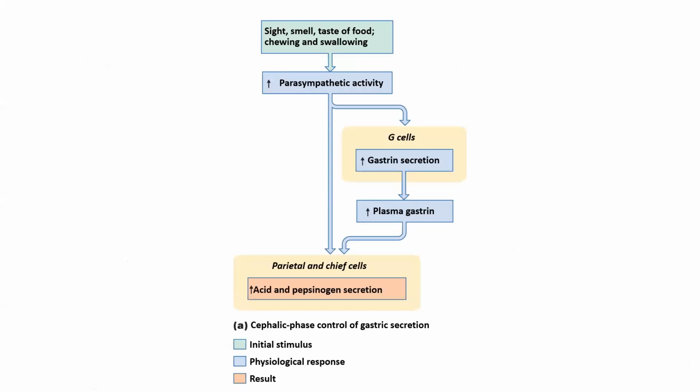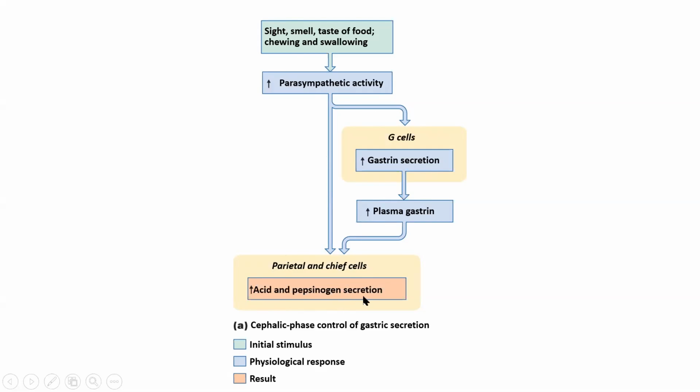So here's a little pathway or a little flow chart that kind of simplifies this. We've got the initial stimuli here, the sight, smell, taste, chewing, and swallowing of food. That goes up to the central nervous system. That is processed as a parasympathetic signal. That parasympathetic signal responds onto the G cells to increase gastrin secretion. That's going to increase the amount of gastrin in our plasma, but then it's also going to have a signal onto the parietal and chief cells. And that's going to stimulate both the parietal and the chief cells to secrete acid and pepsinogen. Acid coming from the parietal cells, pepsinogen coming from the chief cells.